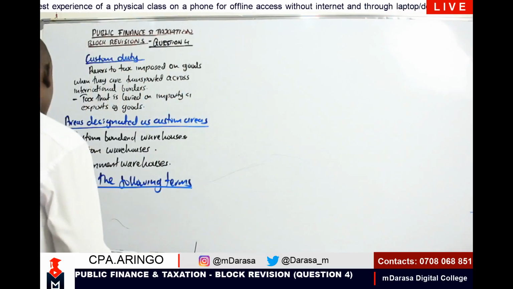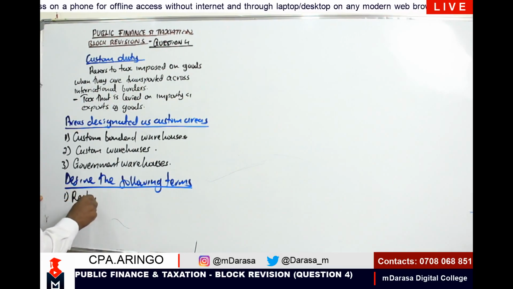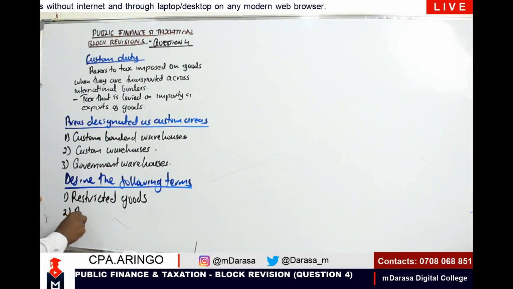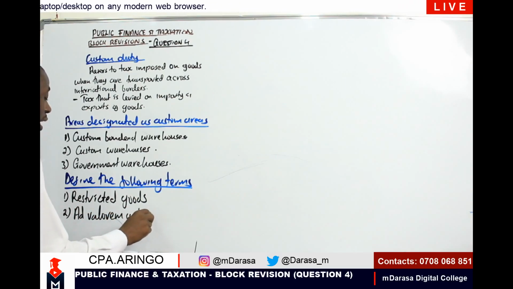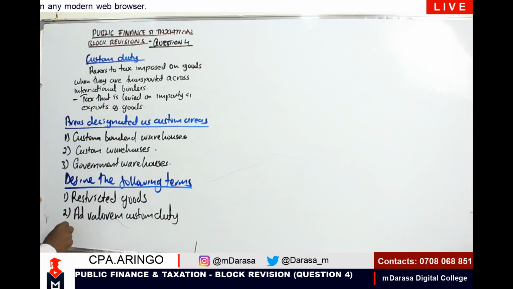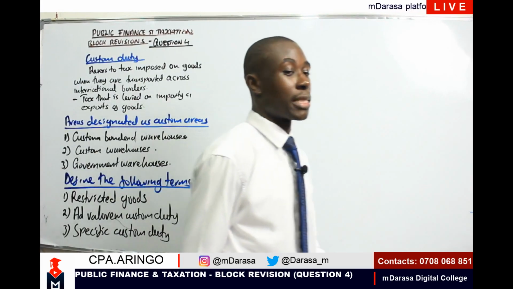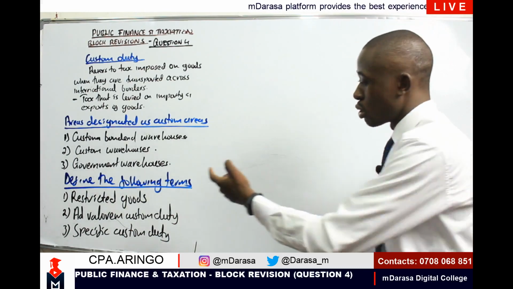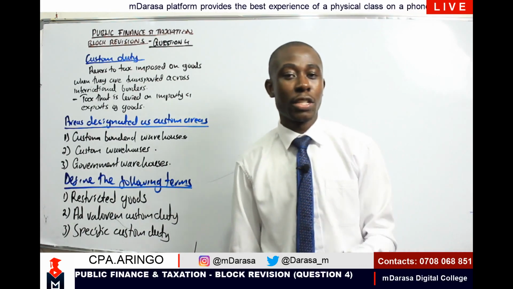Number one, the concept I want us to understand is when you are asked to define what restricted goods are. Number two, when you're asked to define what ad valorem custom duty is. And number three, when you're asked to define what specific custom duty is. Those are the three main terms that I want us to look at.